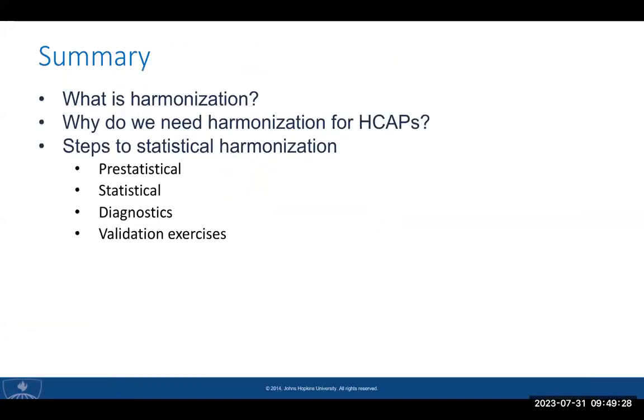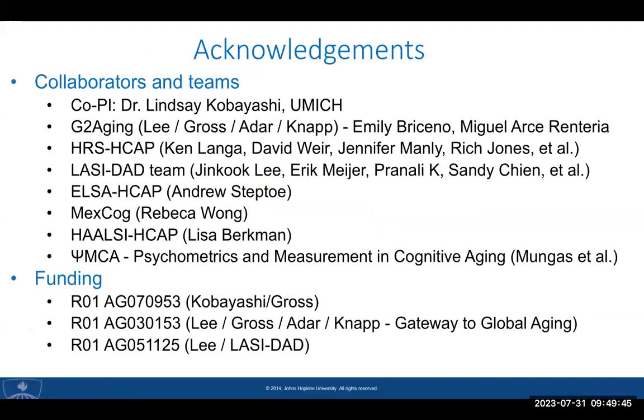So in summary, we talked about harmonization and why we need harmonization. We talked about cognitive performance and cognitive testing before that. And we talked about steps to statistical harmonization. I want to acknowledge our cabal of collaborators across many studies in the Gateway and the HRS network, as well as our funding. And thank you.